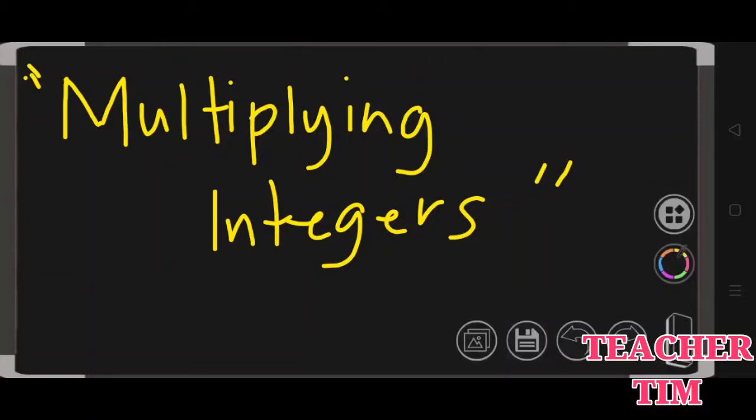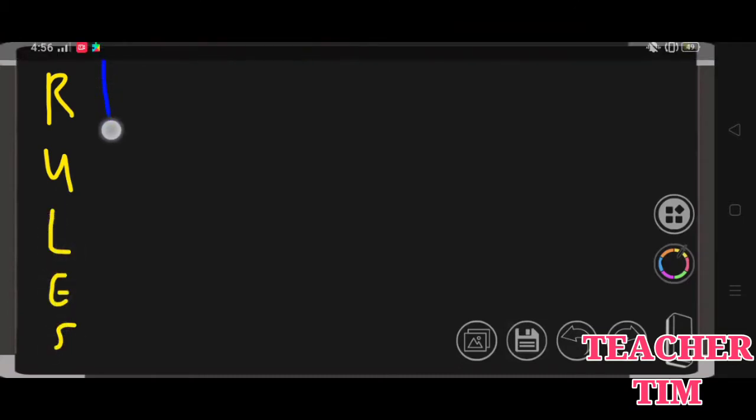Our lesson for today is about multiplying integers. In this lesson, you will discover and learn how to multiply integers. And for you to easily understand this lesson, I want you to remember and always apply our rules. There are 4 rules in multiplying integers, but later we will make it 2 rules.